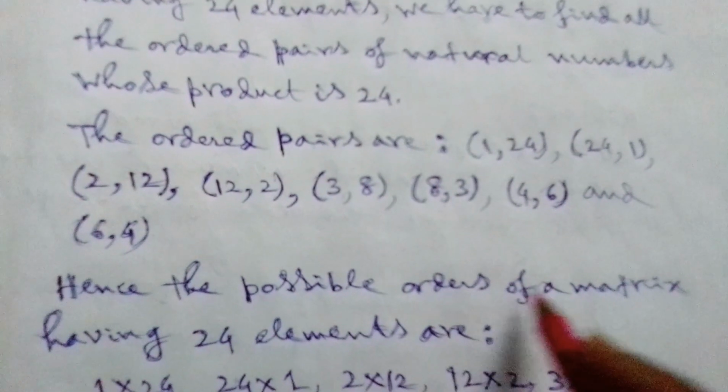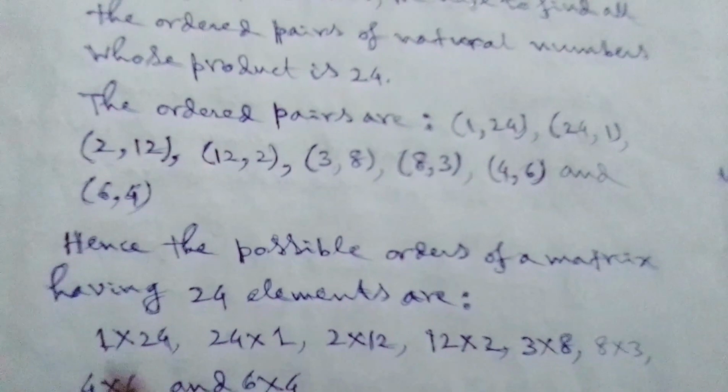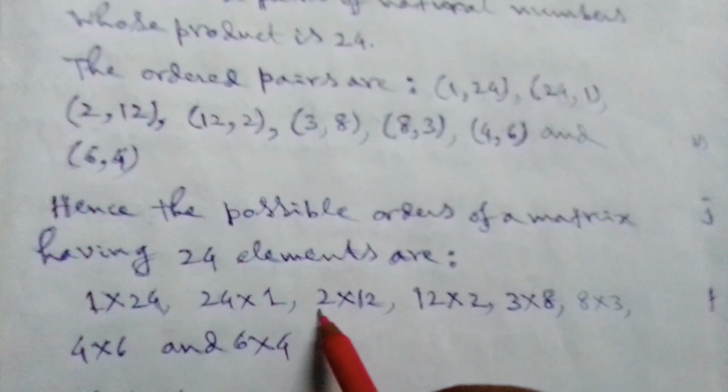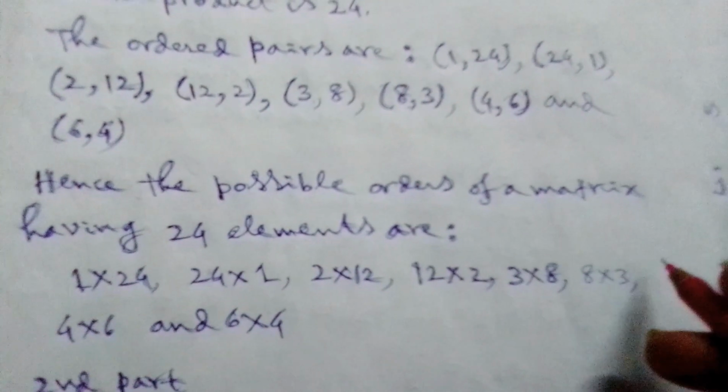And hence the possible orders of the matrix having 24 elements are 1 by 24, 24 by 1, 2 by 12, 12 by 2, 3 by 8, 8 by 3, 4 by 6 and 6 by 4.